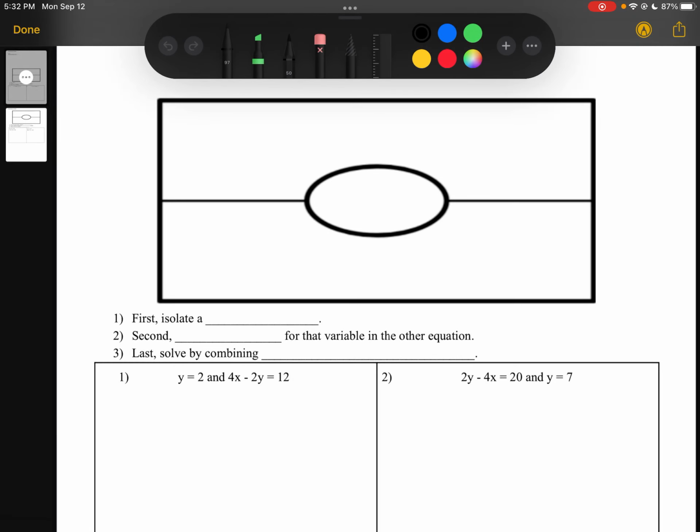Hi everybody and welcome. Today we're going to be talking about substitution and elimination as a way to solve systems of equations. So your goal after watching this video will be able to solve a system of equations algebraically using either substitution or elimination.